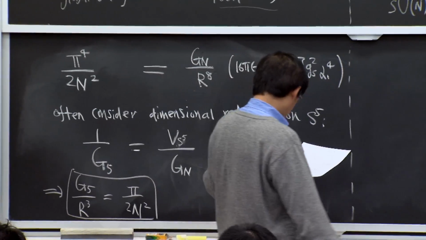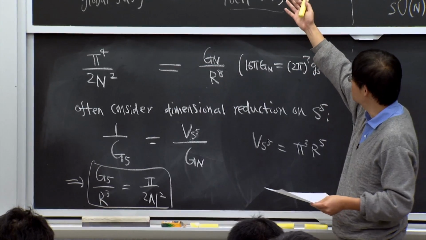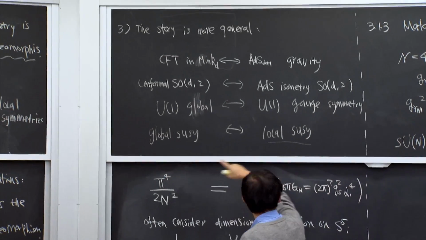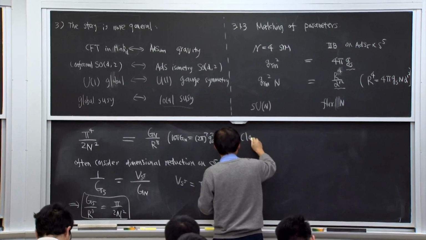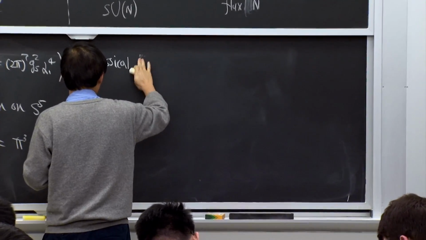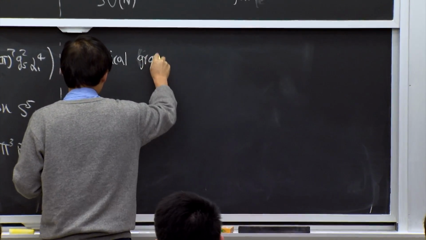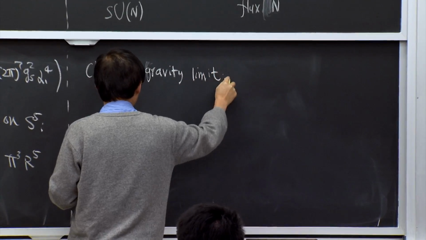So now let's look at the various limits of this relation. So let's first look at the classical gravity limit on the gravity side.